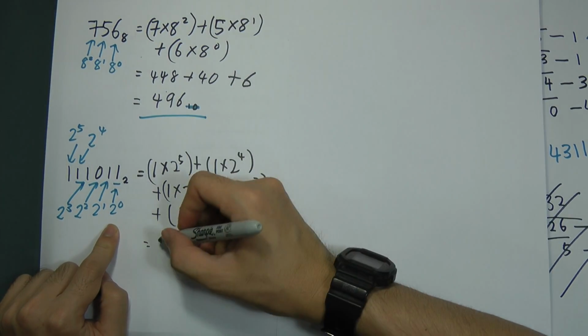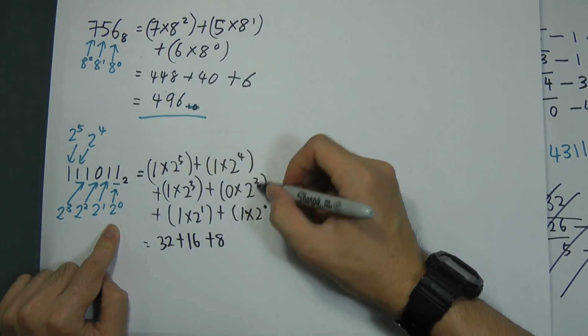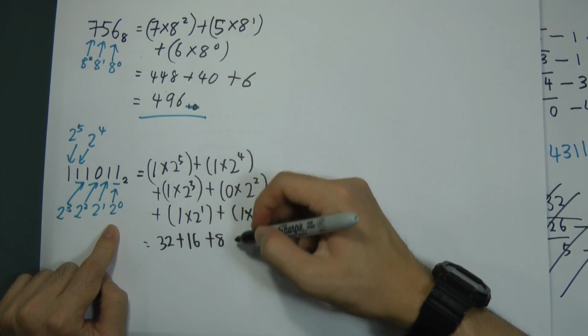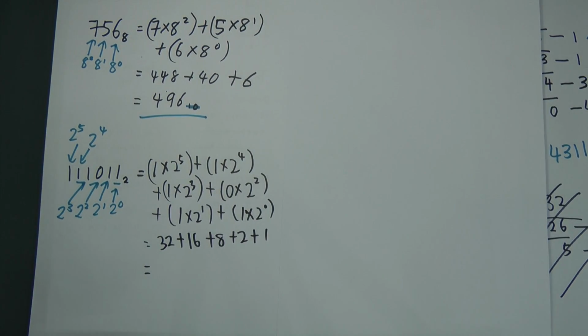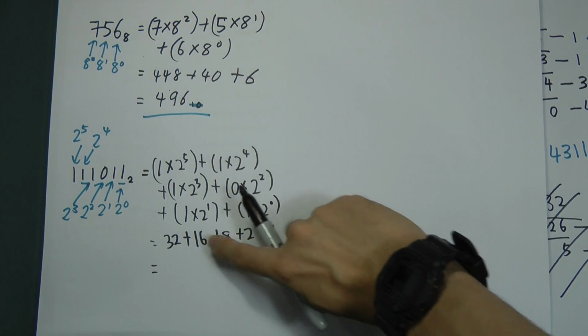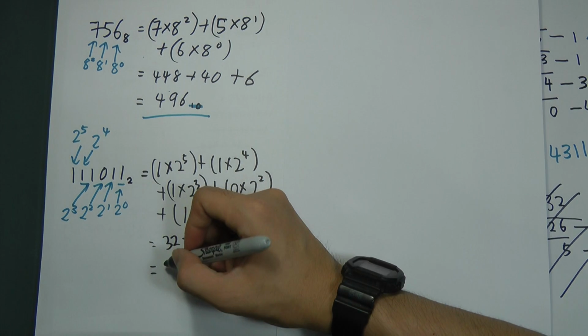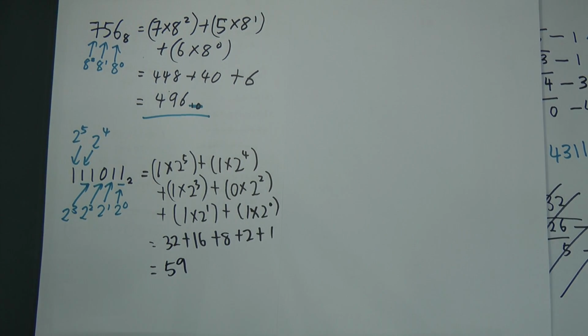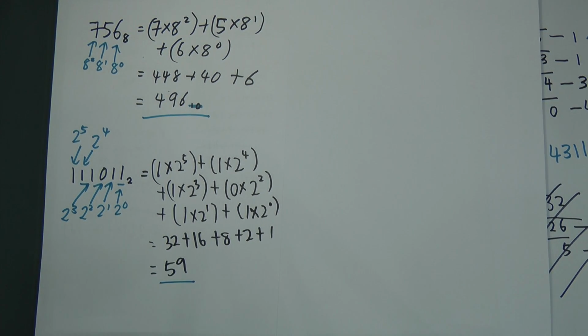Okay, 2 to the power of 5 we get 32, 2 to the power of 4 we get 16, 2 to the power of 3 we get 8, 0 multiplied by anything we get 0. So 1 multiplied by 2 we get 2, 1 multiplied by 1 we get 1. And then we sum all the numbers, you will get 32 plus 16 is 48, plus 8 is 56, plus 2, 58, plus 1, 59. If not mistaken, just double check with the calculator. Yeah, 59. Okay, this is the way to change from base 8 or base 2 to base 10.